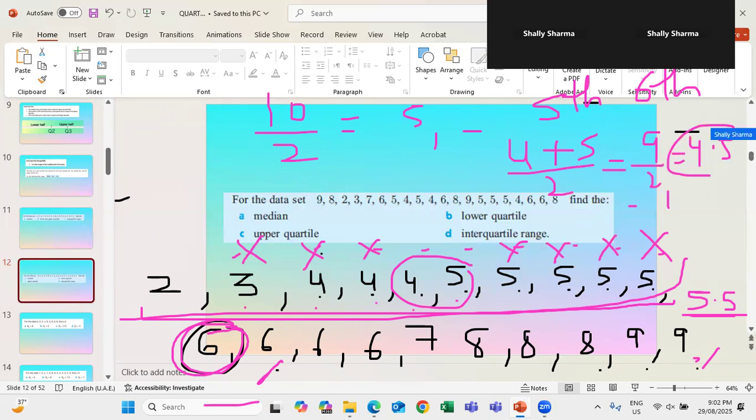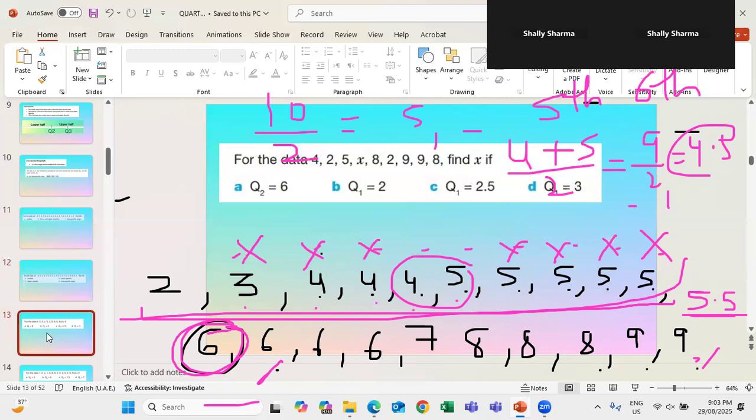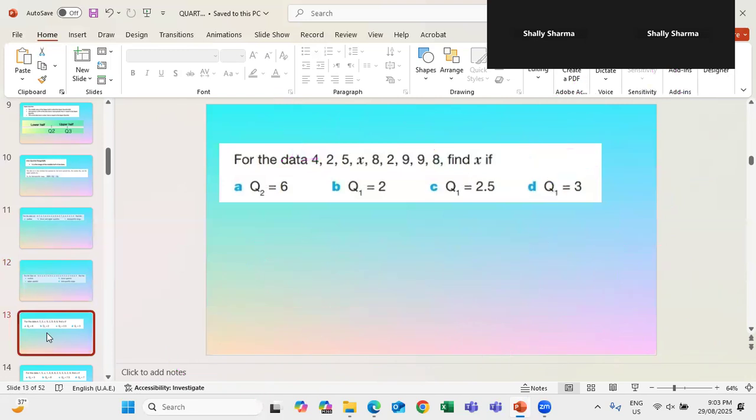See, 4.5 is not in the list, but it is within the range. So 4.5 is not part of this data, but the lower quartile is not necessarily one of the numbers from here. Once you find the upper quartile, you can find the interquartile range also. Now there are two important questions. These questions are basically when a data value is missing and you are given the quartiles, upper quartile or lower quartile, or let's say the median.